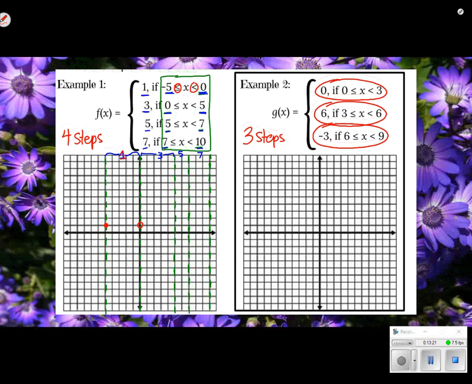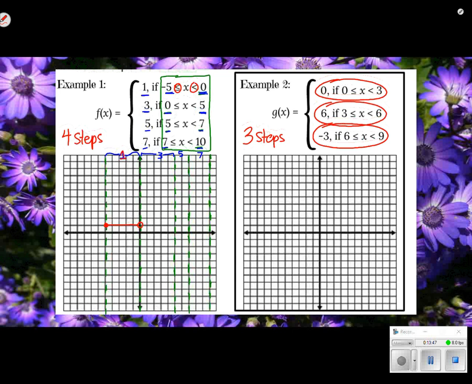Now notice that the red pieces of my function right now are on those boundary lines. And that's why those boundary lines are there, so they can show you where to start and where to stop. And then because I have my starting and stopping place drawn, all I have to do is draw a horizontal line between the two of them. And that is the first step of my step function.